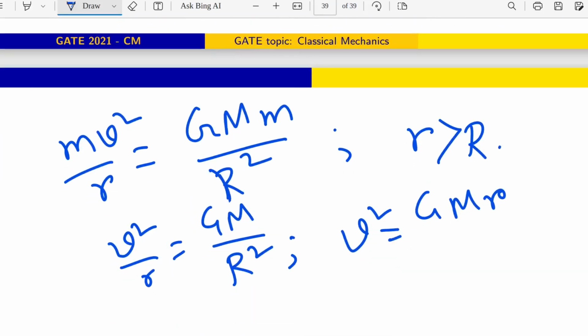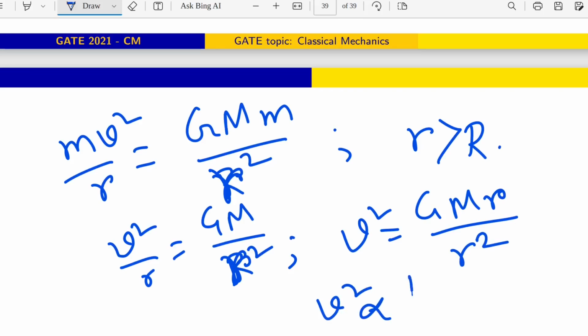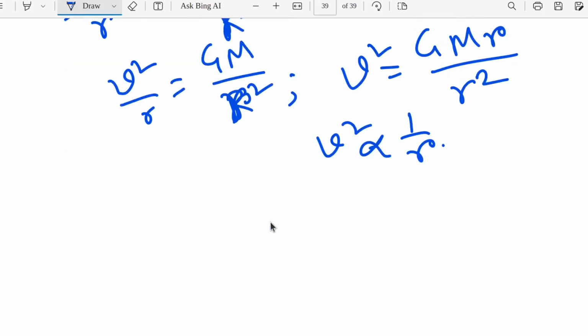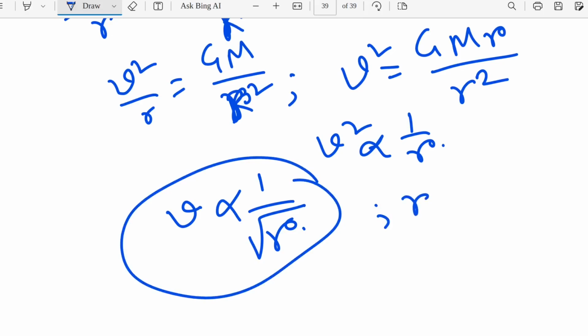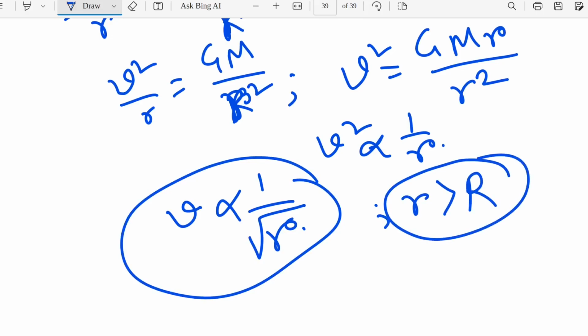This is the second condition, that small r will be there. So v square is GM by r. Now you can see v square is proportional to 1 by r. Now v is proportional to 1 by root over r. In which condition? When r is greater than R.